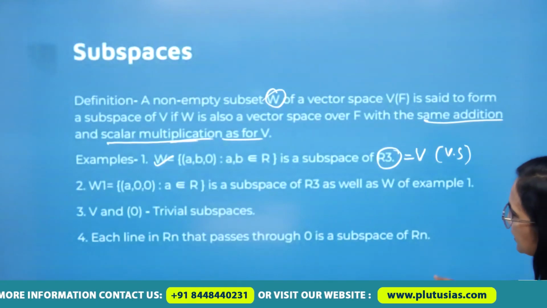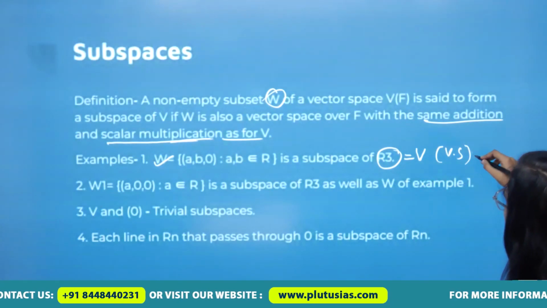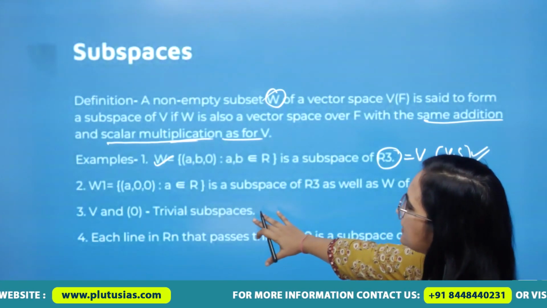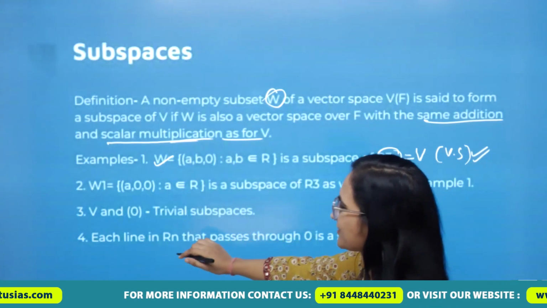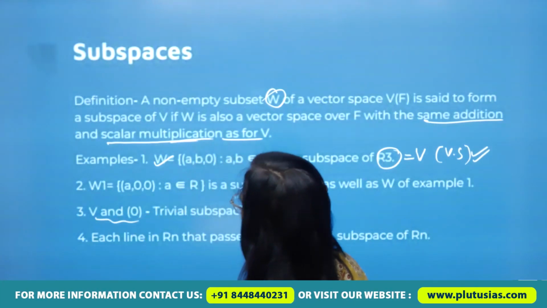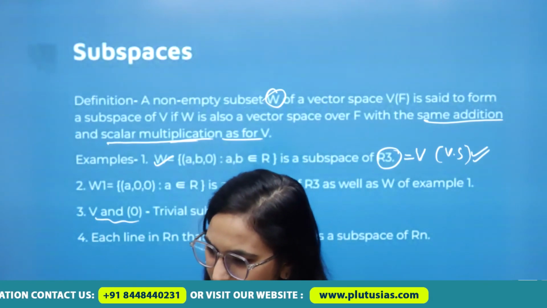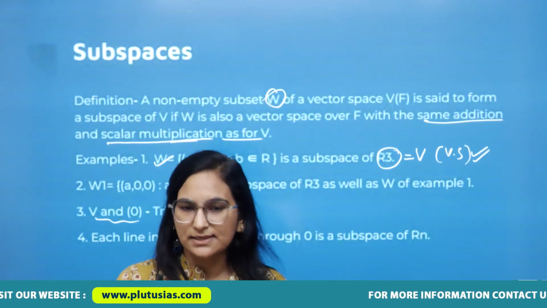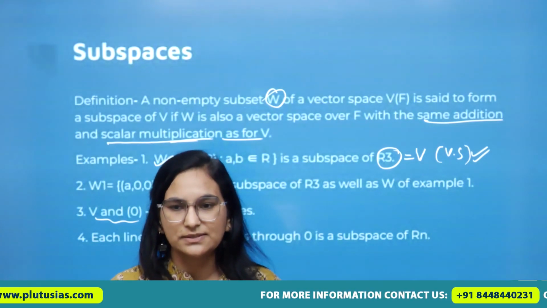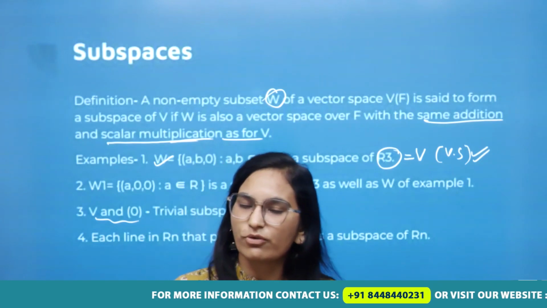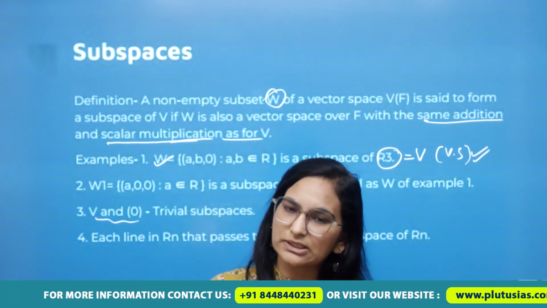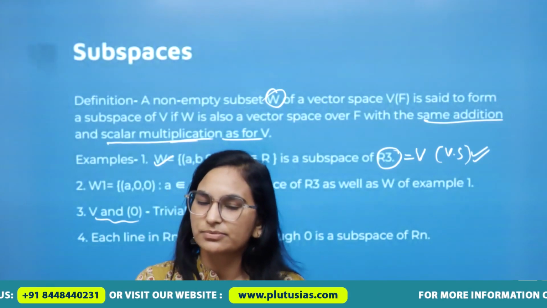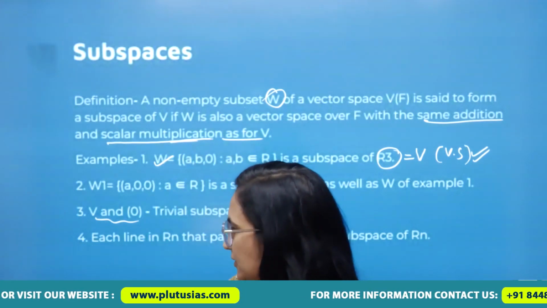We didn't address 3-4 examples. We just completed this only. Now we will prove that this is a vector subspace. No, this is not a vector space, it's a subspace. These are trivial subspaces. What are trivial subspaces? A subspace is what? If any subset of a vector space V satisfies all the properties of being a vector space with the same operation, then we call it a vector subspace of the given vector space.